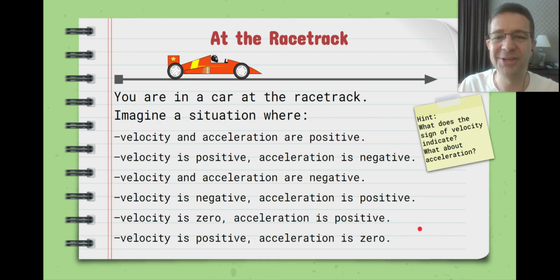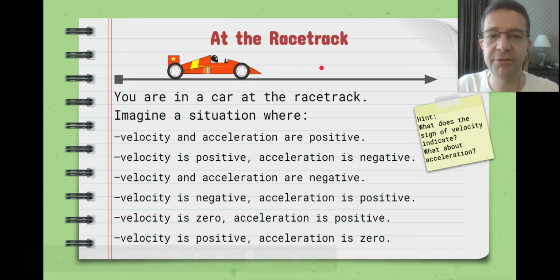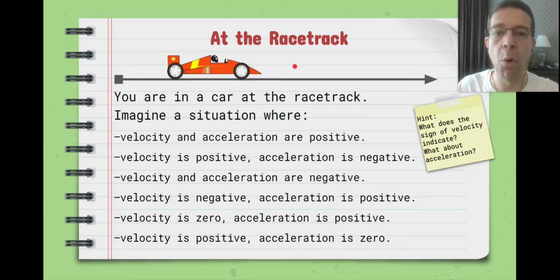Okay, I hope you thought of some interesting ones. Here I'll just give you some specific examples. So for velocity and acceleration both being positive, that means that the velocity should be to the right and the acceleration should be to the right, which means that the velocity will be getting more positive. It means the speed will be getting larger. So this would be traveling along the track while accelerating, while speeding up.